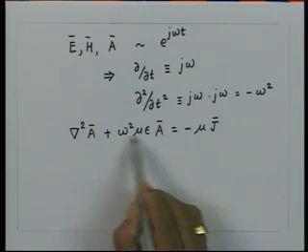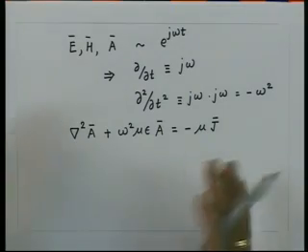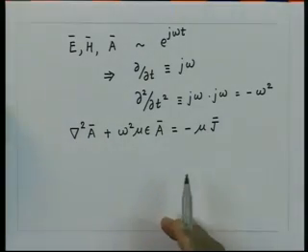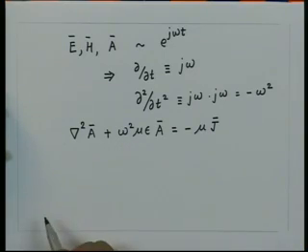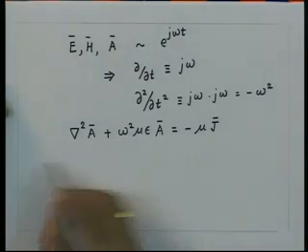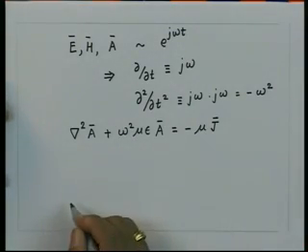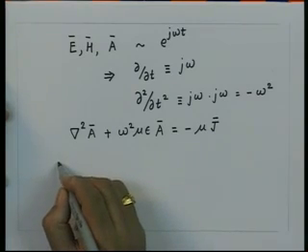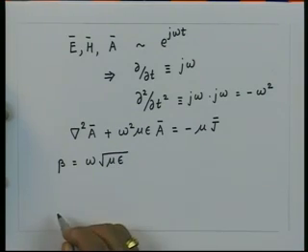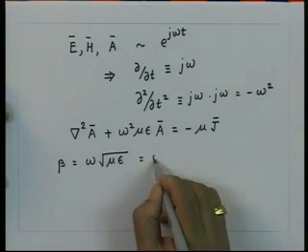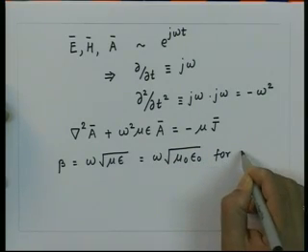Noting that this quantity is nothing but the square of the propagation constant in the medium, and when we talk about the antenna problem generally the medium is the free space. So, mu and epsilon are the permeability and the permittivity of the free space. So, this quantity omega square mu epsilon is nothing but the square of the phase constant in free space. So, what we have is that beta, which is omega square root mu epsilon, is equal to omega square root mu 0 epsilon 0 for free space.